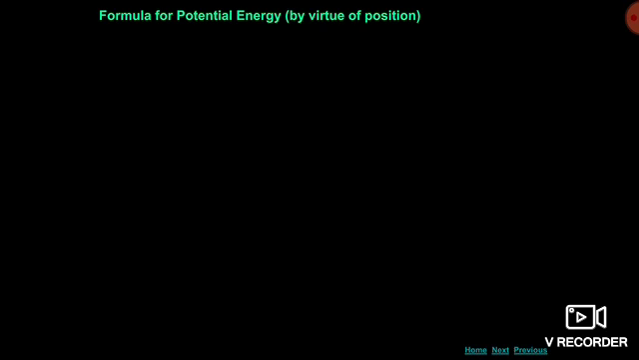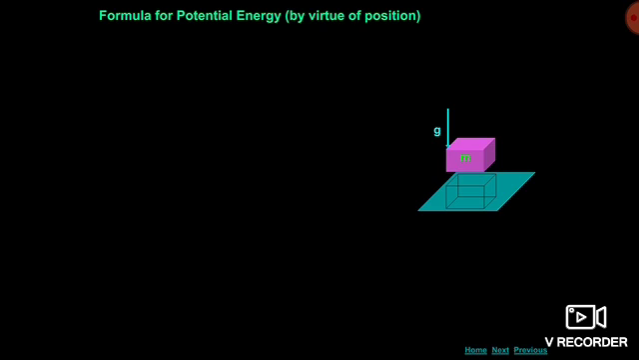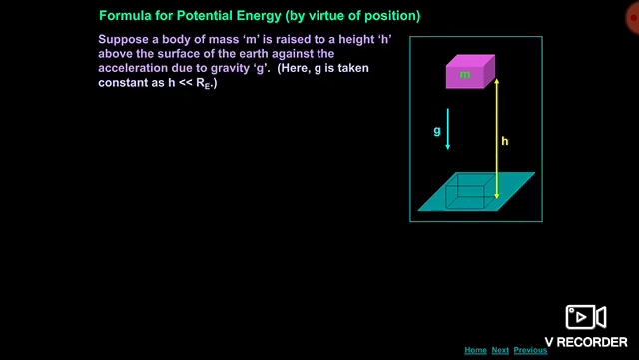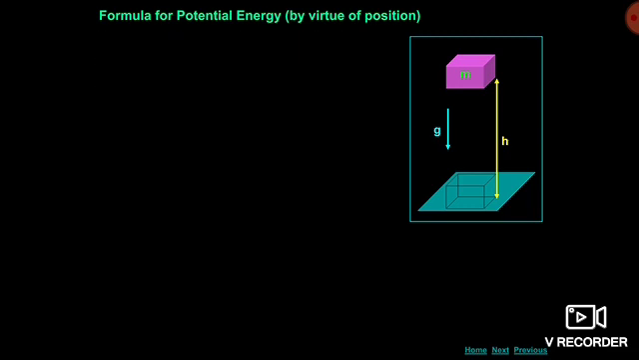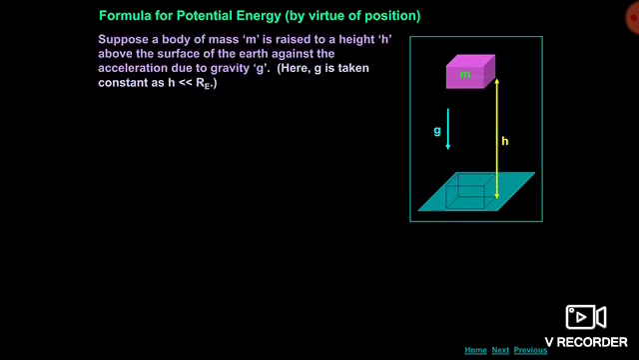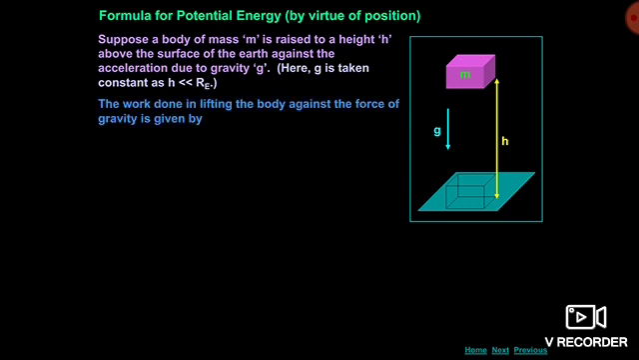Now the formula for potential energy by virtue of its position. You can see there is one box of mass m. You raise it. Now acceleration due to gravity is acting in the downward direction. There is one height h gained by it. So suppose a body of mass m is raised to height h, as you can see now again. Clear? Now the body has mass m, it is raised to height h above the surface, and acceleration due to gravity g is acting in the downward direction.